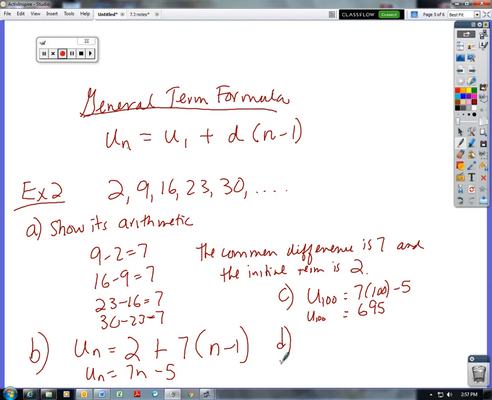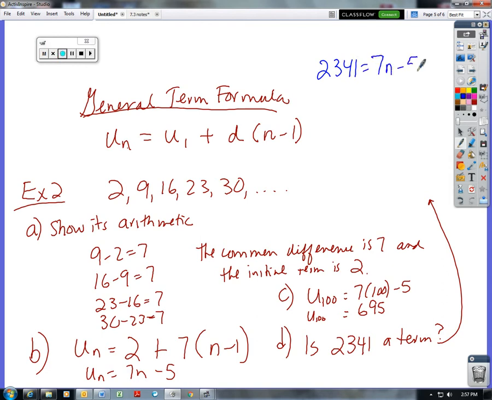And then let's ask this last question, I'll skip to this one: is 2,341 a term in this sequence? To do that, that means it's in the range. That needs to go in for y, or in other words, u sub n. So I'm going to come up here where we have a little bit of workspace. We'll change colors. We're going to be plugging 2,341 in for u sub n, and we're going to check to see if we get a term number. In other words, n has to be an integer in order for 2,341 to be a term.